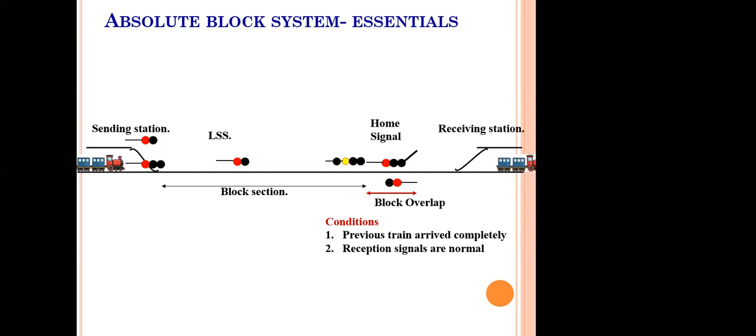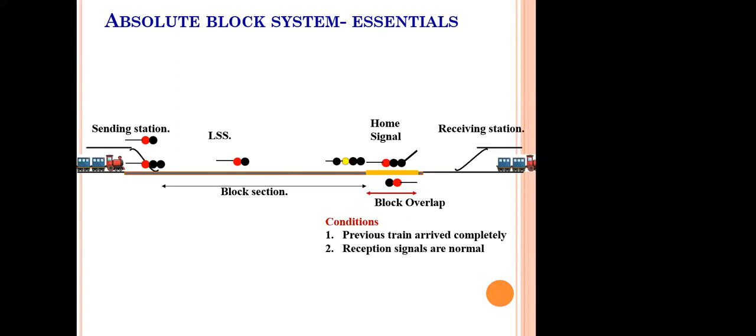Most of you are digital engineers, electronic engineers. You can understand in your own language what you mean by OR conditions and AND conditions. Then third is the line is clear not only up to the first stop signal of the next station, but also an adequate distance beyond it, which is called block overlap.